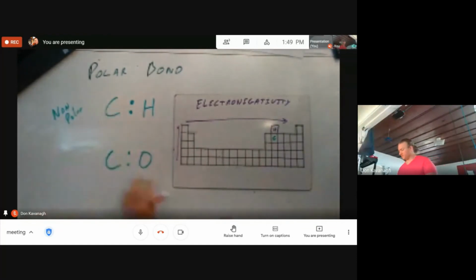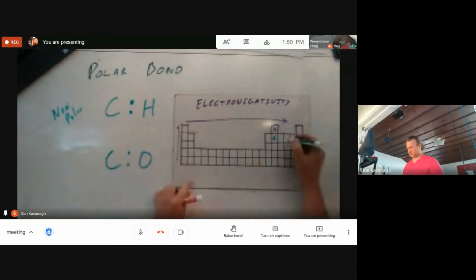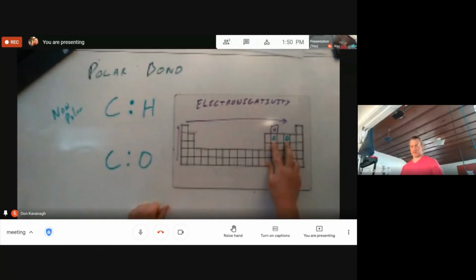Carbon and oxygen. Here are carbon and oxygen filled in on the periodic table. Now they are farther away from one another, and they have different electronegativity values. So drawing the electrons in the center is not descriptively accurate. So let's fix that a little bit.